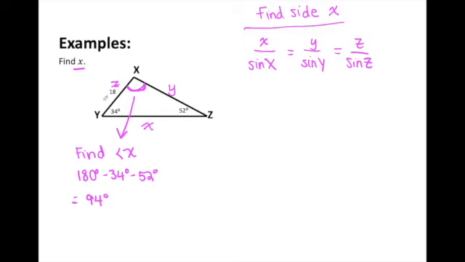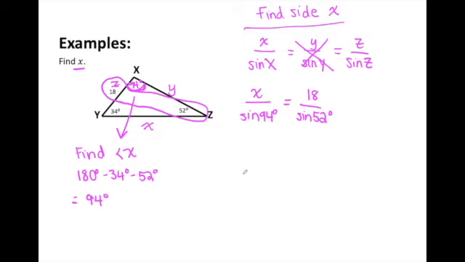And then you can use that for your ratio. So you know that you're going to have x, we don't know, but we know that we're going to have our angle x, which is 94 degrees. And then the other one that we have two pieces of information for is angle z and side z. So we're actually going to get rid of our y ratio, and we're going to use z instead. So we know that it's 18 all over sine of 52. And then you're going to simply cross multiply.